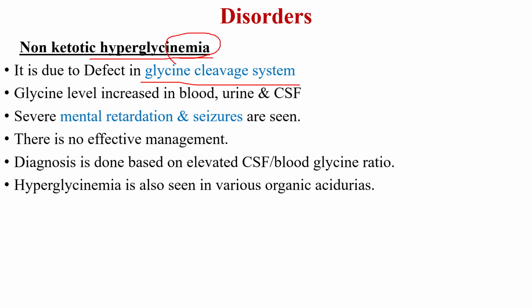serum and CSF. Cerebral damage, mental retardation and seizures are seen in patients with non-ketotic hyperglycinemia, and there is no effective management. Diagnosis can be done based on an elevated CSF to blood glycine ratio. And hyperglycinemia is also seen in various organic acidurias.